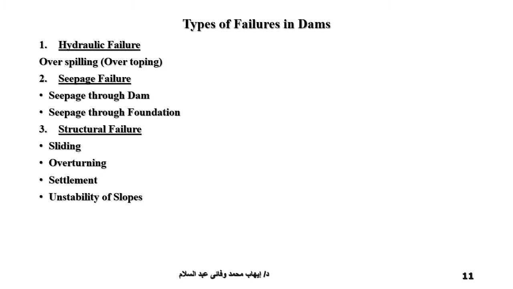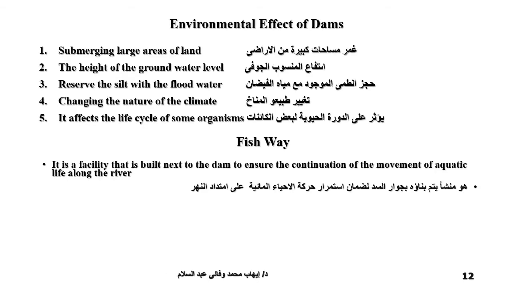Types of failure in dams: hydraulic failure, such as overspilling or overtopping; seepage failure, seepage through dams or through the foundation; structural failure, which is sliding, overturning, settlement, instability of slopes. Environmental effects of dams: submerging large areas of land, raising the groundwater level, retaining the silt with the flood water, changing the nature of the climate. It affects the life cycle of some organisms.